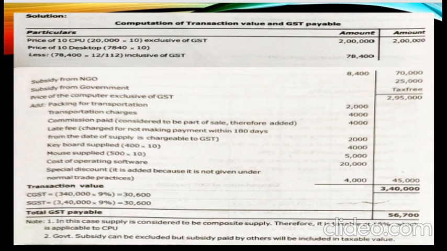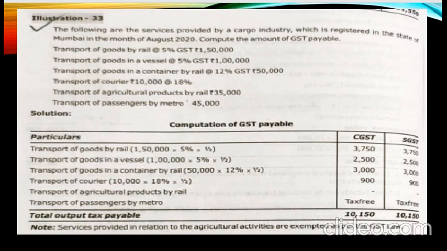So the next problem we are going to discuss is illustration 33. The following are the services provided by a cargo industry which is registered in the state of Mumbai in the month of August 2020. Compute the amount of GST payable. Transport of goods by rail at 5% GST is rupees 1,50,000. Transport of goods in vessel at 5% GST of rupees 1 lakh. Transport of goods in a container by rail at 12% GST, 50,000. Transport of courier rupees 10,000 at 18%. Transport of agricultural products by rail at rupees 35,000. Transport of passengers by metro, which is 45,000.